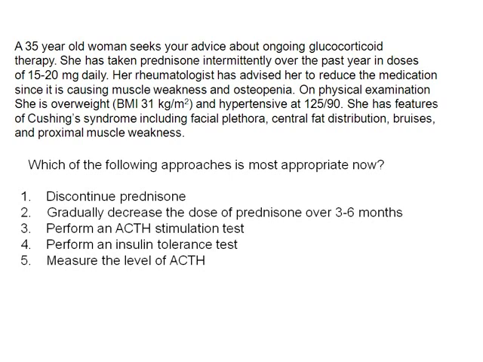So this is the last slide. A 35-year-old woman seeks your advice about ongoing glucocorticoid therapy. She has taken prednisone intermittently over the past year in doses of 15 to 20 milligrams, and her rheumatologist has advised her to reduce this medication since it's causing her to have muscle weakness and osteopenia. On physical exam, she is overweight and hypertensive, and she has the features of Cushing syndrome with facial plethora, central fat distribution, bruises, and proximal muscle weakness. So which of the following approaches would you select to do?